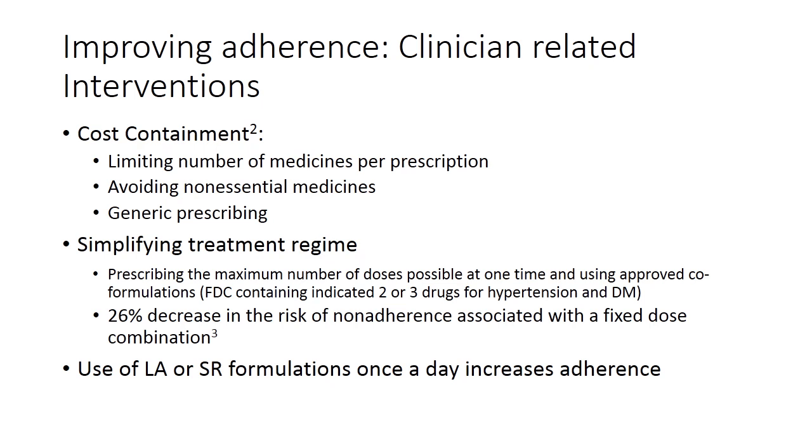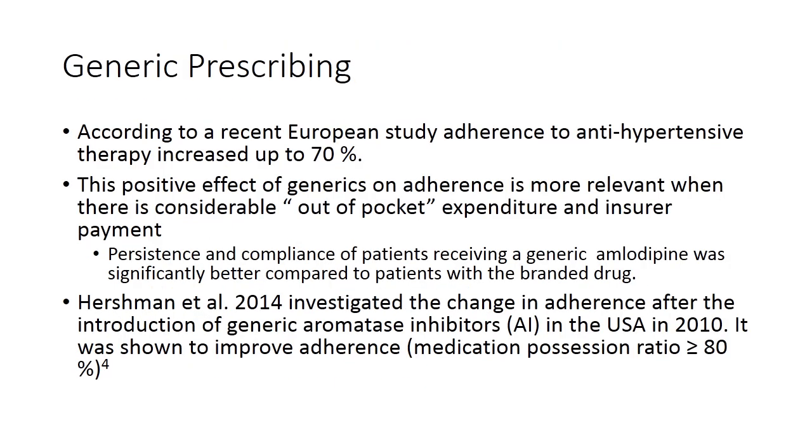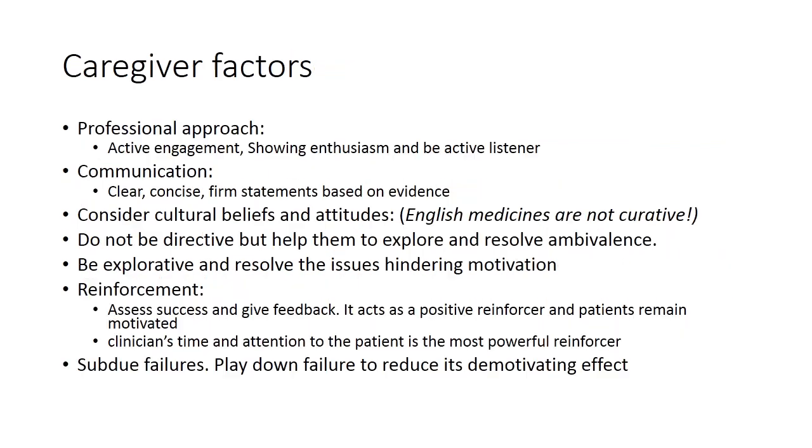The use of long-acting or SR formulations can make it very easy to take medicine once a day instead of 2 or 3 times otherwise. It has been shown time and again that generic prescribing is very effective because it reduces the cost burden on the patient. And it has been shown that whenever generics are prescribed, out-of-pocket expenditure reduces and the patient improves in taking medicine. Therefore, the medication possession ratio also increases.